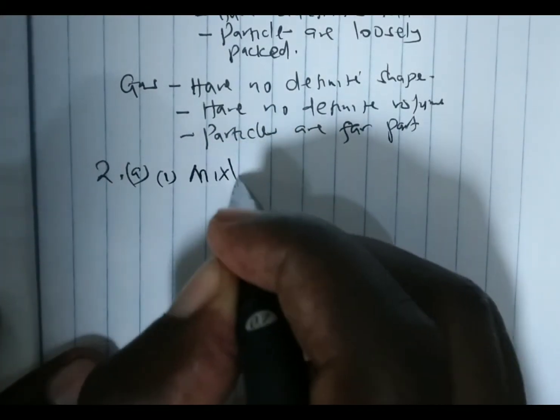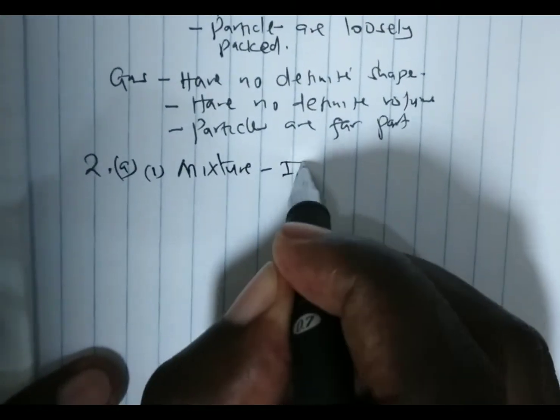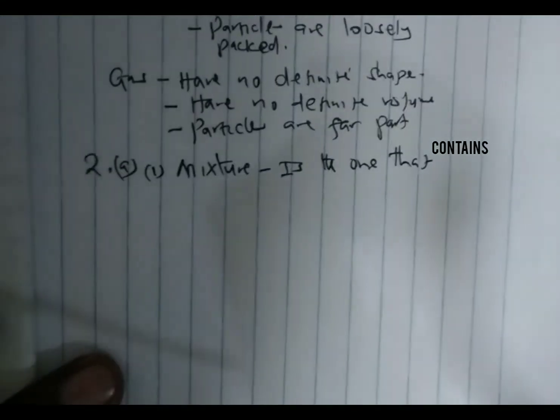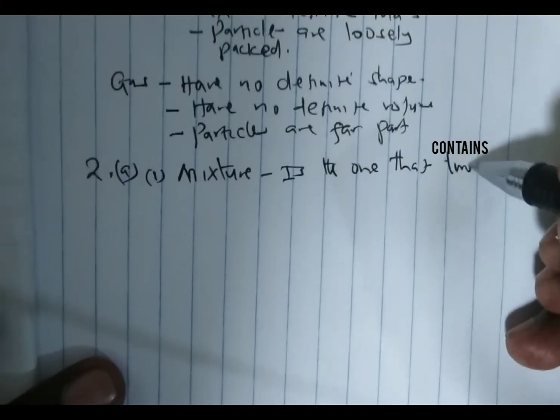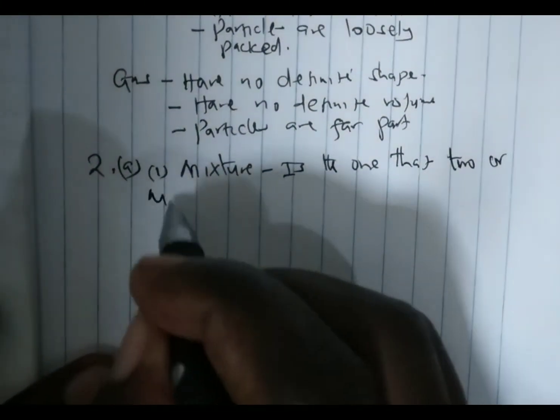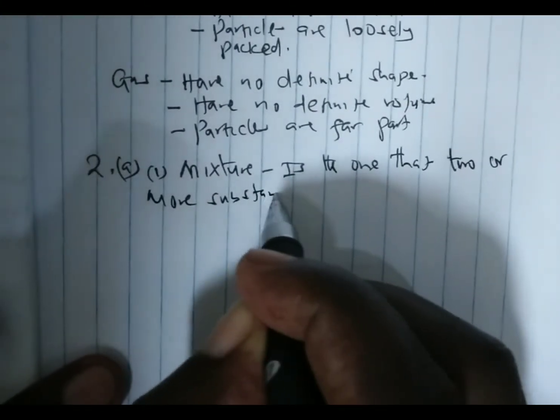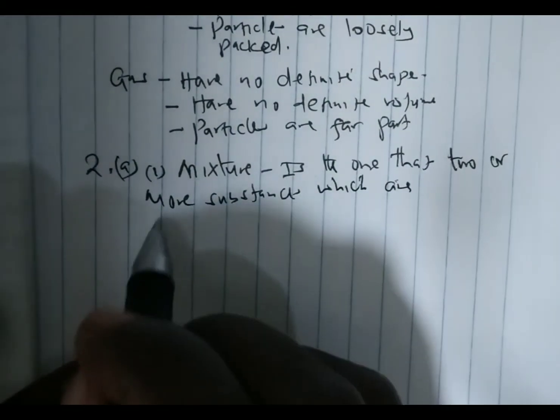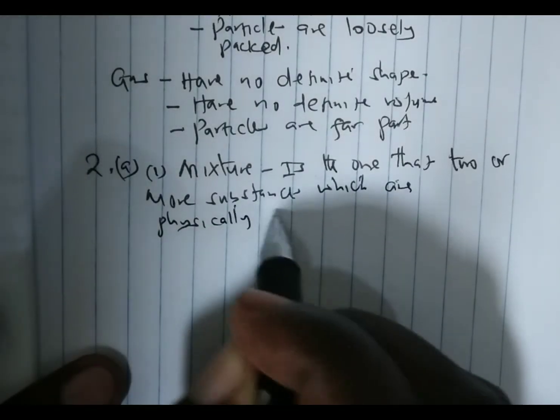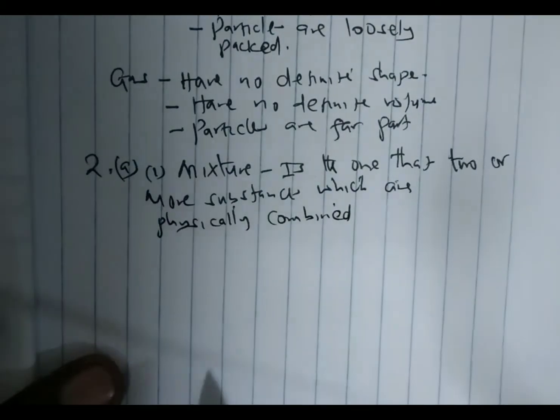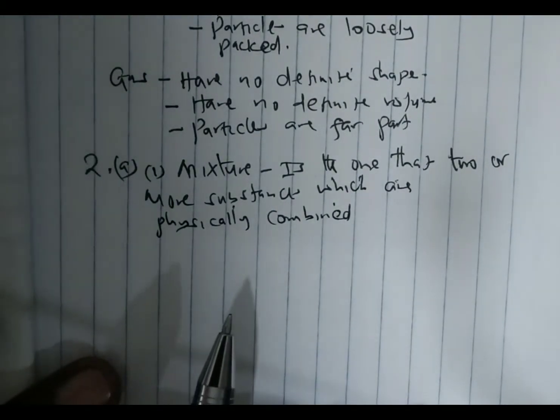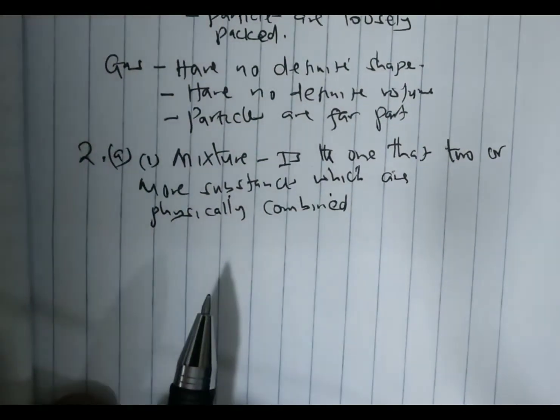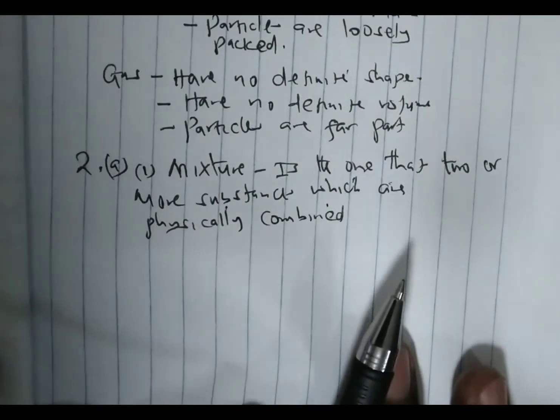We say a mixture is the one that contains two or more substances which are physically combined, meaning when you put two or more substances together, physically they give you a mixture because the components of the mixture do not change, but instead retain their physical identities.